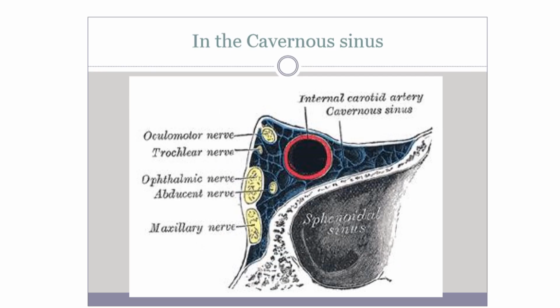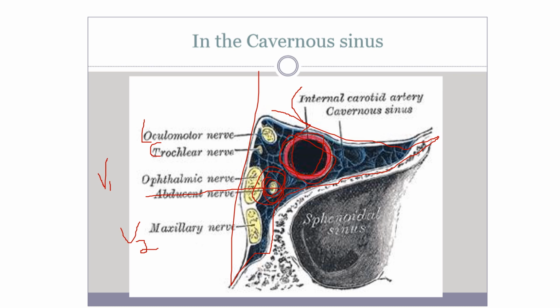Here's our cavernous sinus. So we have cranial nerve 3, 4, and then we have V1 and V2, and cranial nerve 6 over here. Okay, so 6, look all the way in there, yep. And then the internal carotid artery. And this space here is our cavernous sinus.